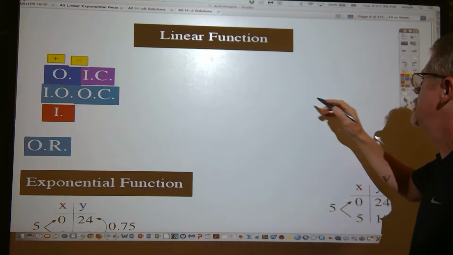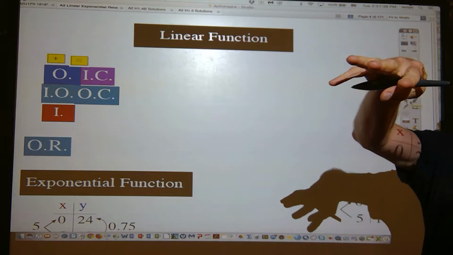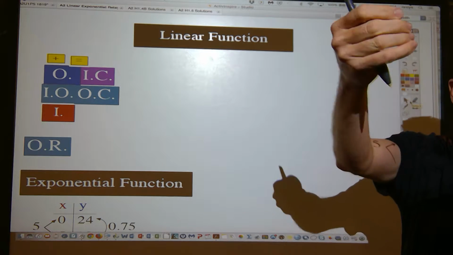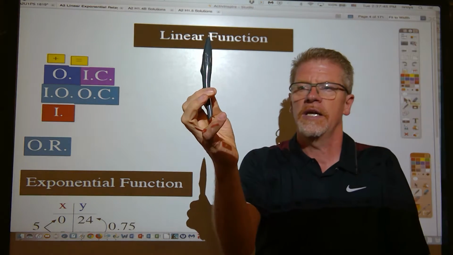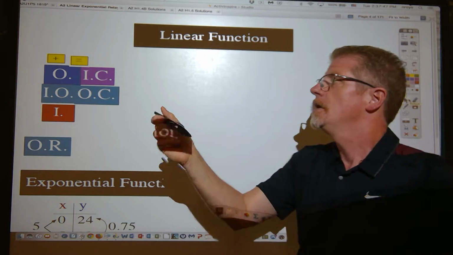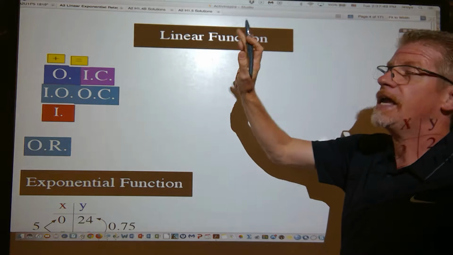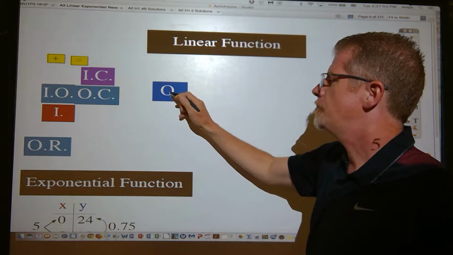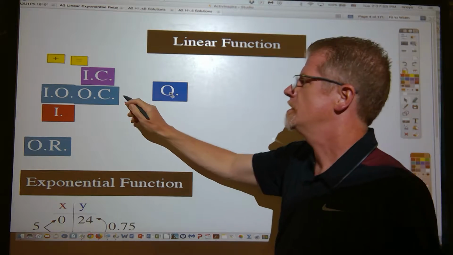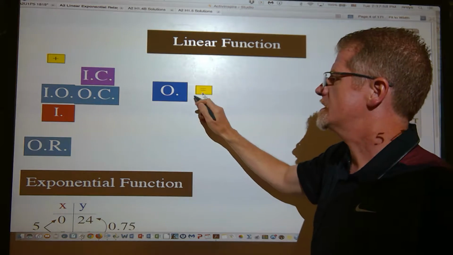The first person on your team, you have a team of 3 or 4 people, and one of the teams is going to be selected to come up here to the board. Here's what you're going to do when you get to the board. The first person in the relay is going to say, in a linear function, output, that's like y or population. Output equals, and then we have to start somewhere.